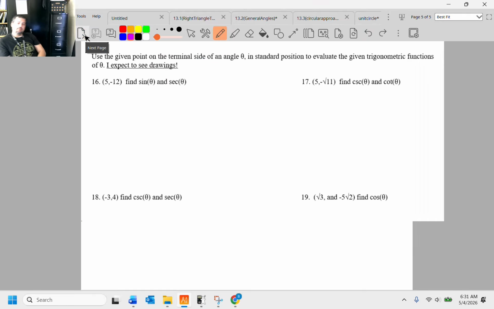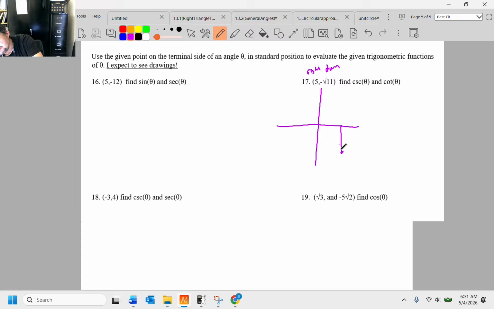Let's see, use the given point on the terminal side of an angle theta in a standard position to evaluate the given trig functions of theta. I expect to see drawings. All right, so let's look at 17. We're tasked with finding cosecant and cotangent. So first off, we just have to plot the point. To get to this point, you go right and down. You go right 5 and you go down.